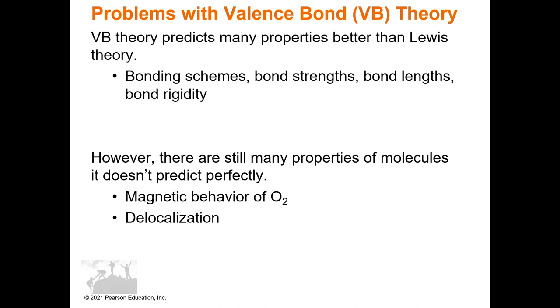So there are still some problems with valence bond theory. Yes, we understand bond strengths better. We know now why double bonds are not simply double the bond energy of a single bond. Now we know that pi bonds are weaker than sigma bonds, and that's what makes up double bonds and triple bonds. But we still don't know how to explain delocalization or resonance, and also the magnetic behavior of O2.